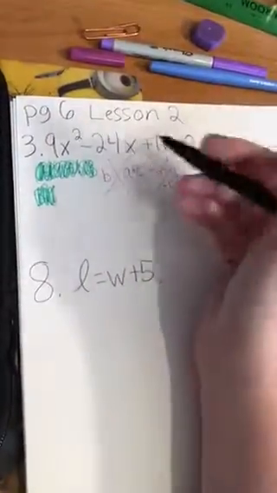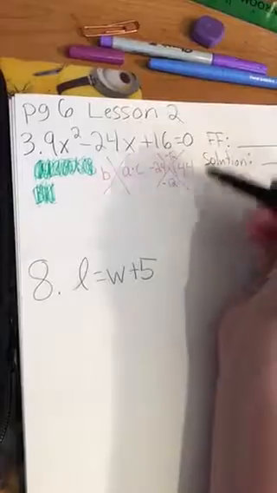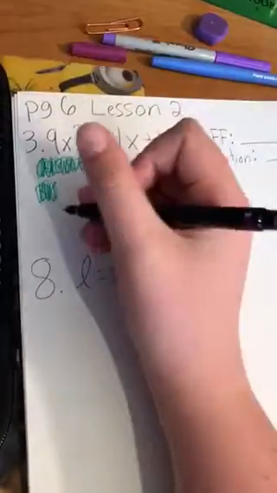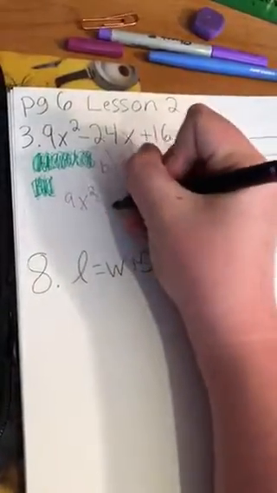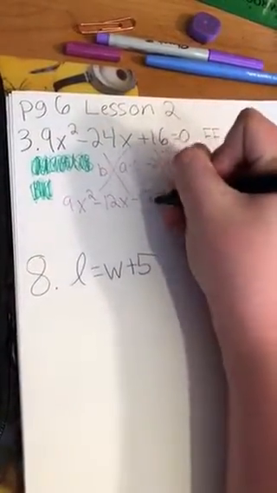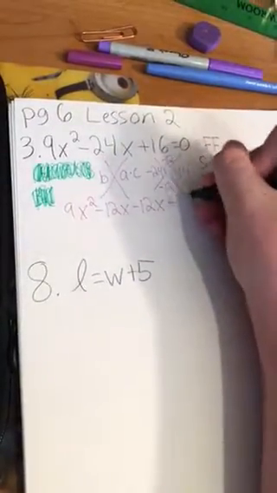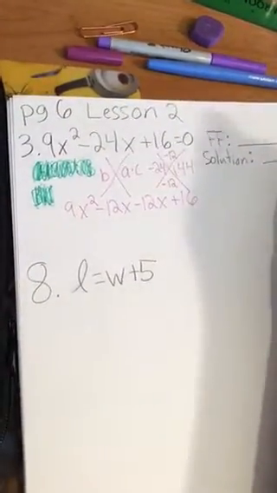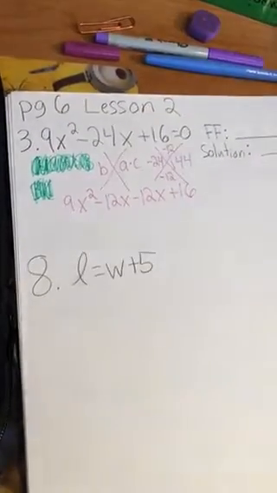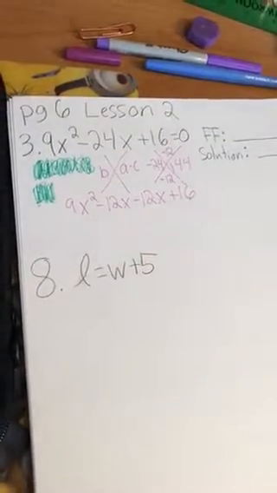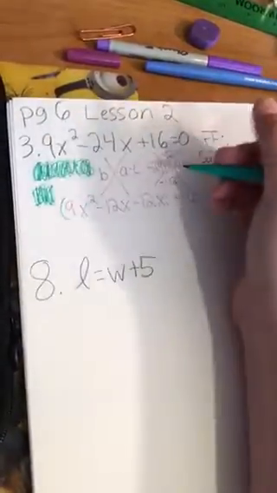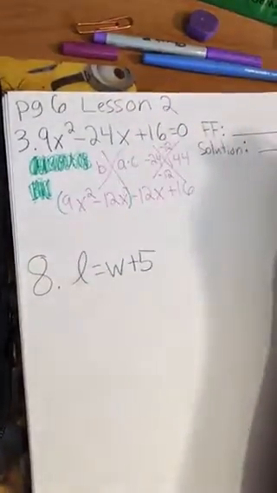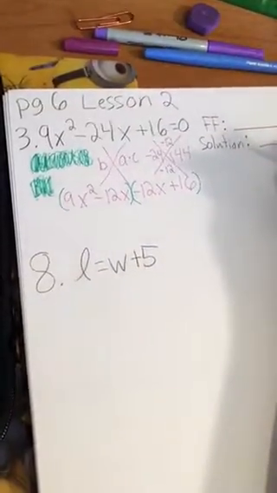In this one, it does not matter which order we put our magic numbers in because it's the same number. So we have 9x squared minus 12x minus 12x plus 16. The reason why we want to do this is so that we can group them together. So then we can factor. If we group these, we have 9x squared minus 12x in one group. Then we have negative 12x plus 16 in another group.